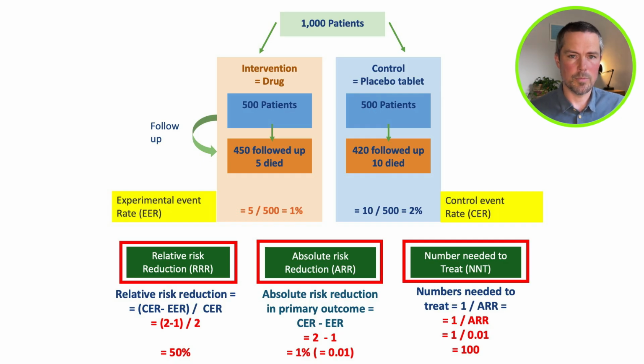As we can see here with numbers needed to treat, this is really an inversion of the absolute risk. It divides the number 1 by the decimalization of the absolute risk reduction, in this case 0.01. So this gives the number 100. So that means that 100 people would have to be treated with the drug, but only 1 person benefits. And that means that 99 people don't get any benefit and they could actually get side effects.